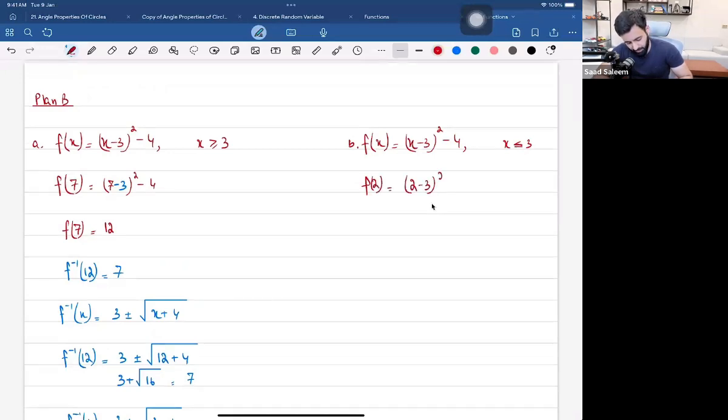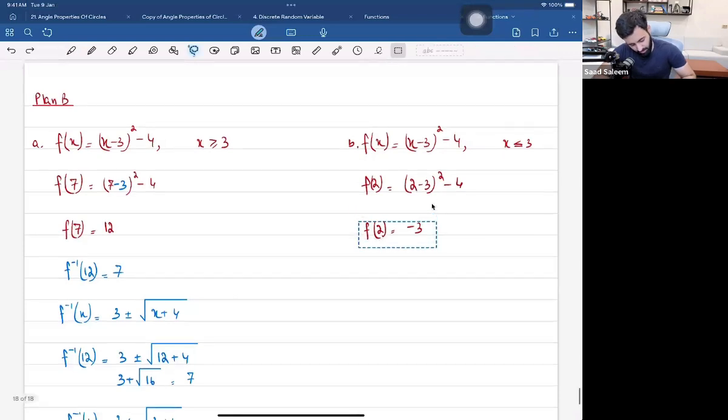So 2 minus 3, which is minus 1, the square of which is 1. 1 minus 4 is minus 3. Okay. So now this means that f of minus 3 should be equal to 2.